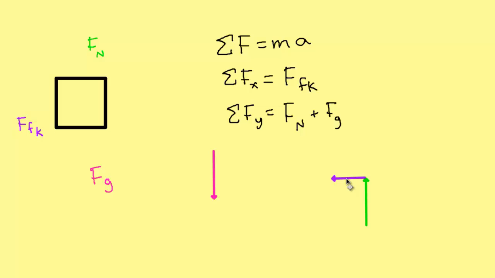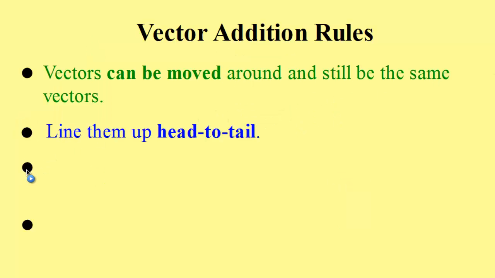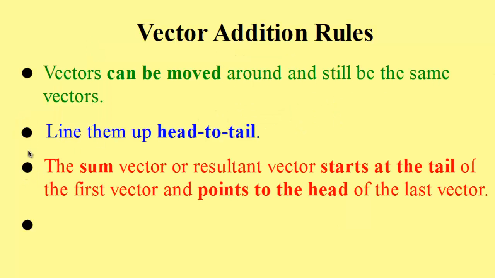So if we added these two together, we'd move the tail of this arrow onto the head of this arrow. And now to put this one on, we put the tail of this arrow onto the head of that purple arrow right there. Okay, so our next step is going to be to find the sum vector, or the resultant vector. And we draw that by starting at the tail of the first vector and pointing to the head of the last vector.